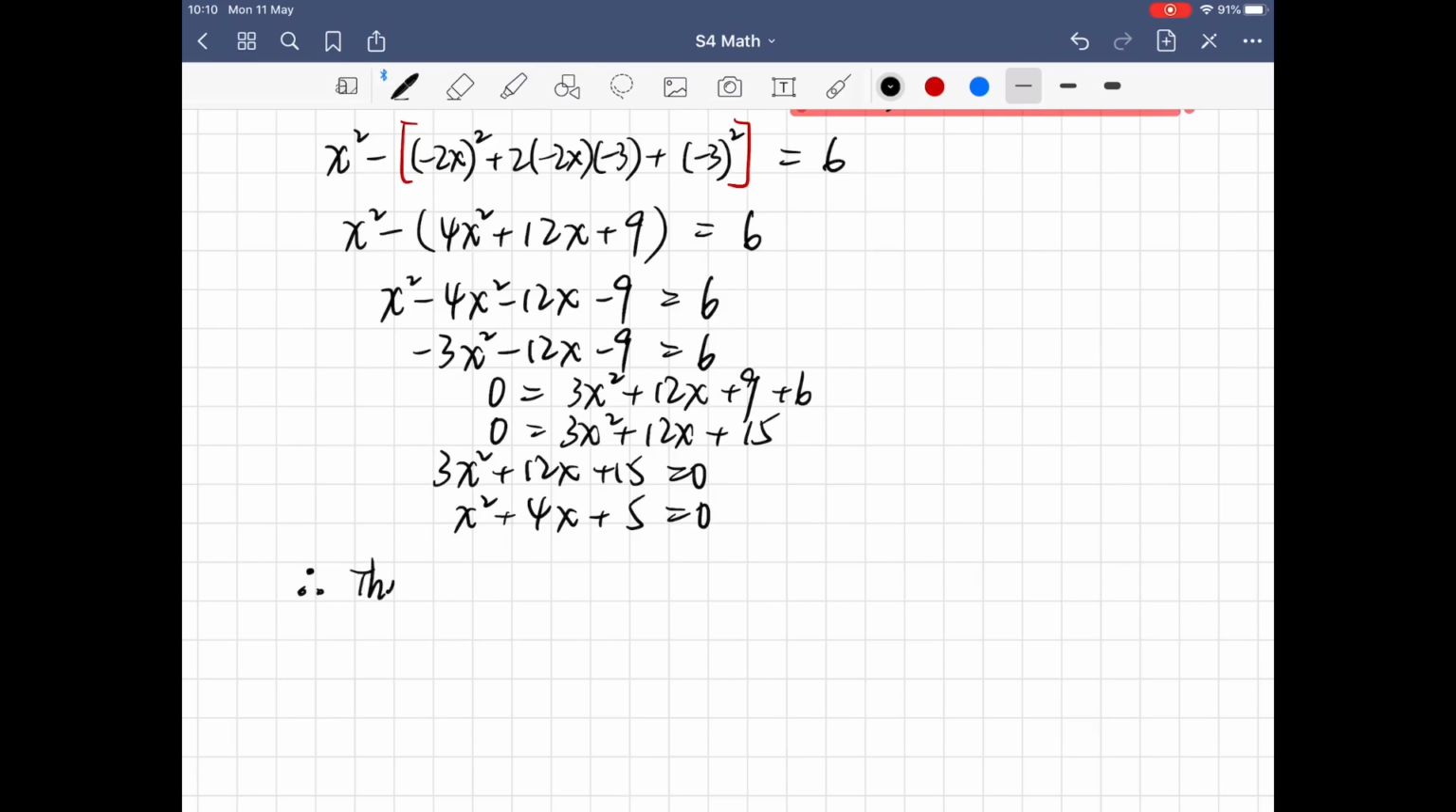So therefore, there are no real solutions or no real roots.